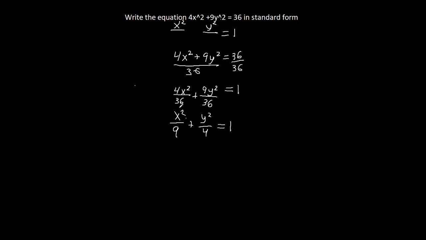So you can see this is actually in standard form. We have nothing but x's and y's on top. We have a 1 on the right hand side. So this is in standard form now. a squared would be 9 and b squared would be 4. So hopefully that made sense.